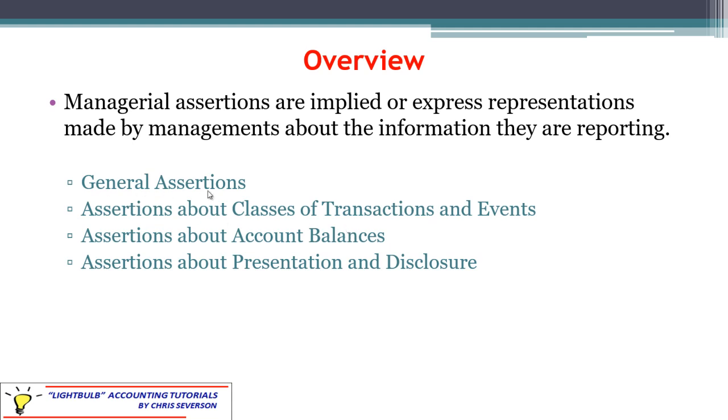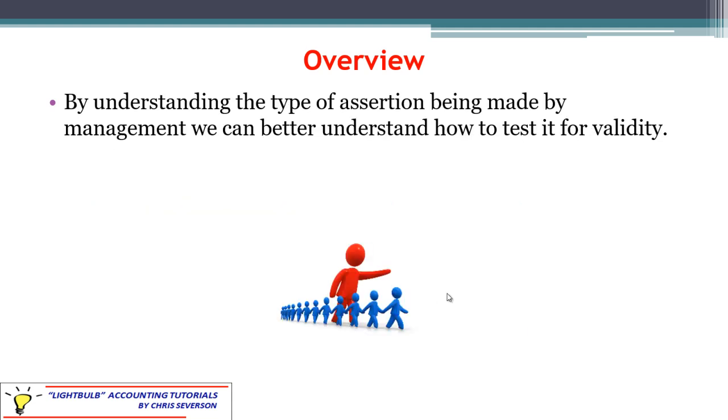So we have the general assertions. We have assertions about certain classes of transactions and events. We have assertions about account balances, and then assertions about presentation and disclosure. Again, by understanding what type of assertion management is making, then we can better understand how to test it to make sure it's correct. Different accounts, by the way, are going to have different assertions. It's all about risk. If there was unethical management there, what do we think they would be lying about? So what would they tell us that we should be concerned about testing?